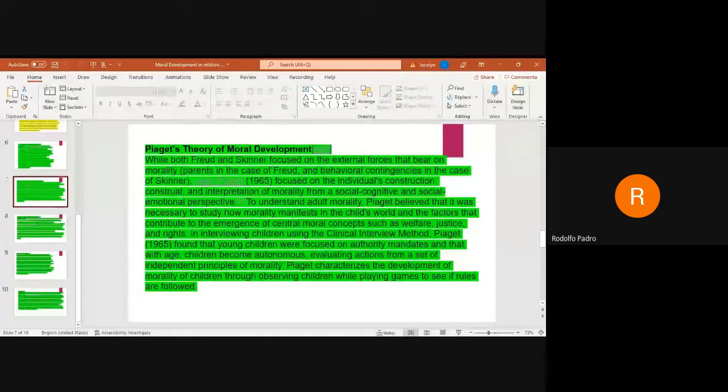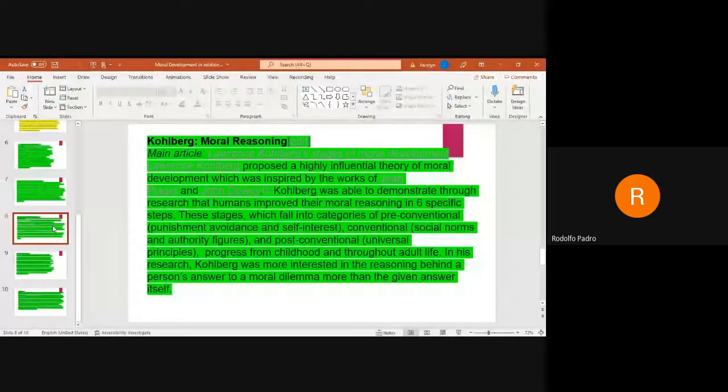Okay. Thank you. So, let me proceed with Lawrence Kohlberg. We know already about Lawrence Kohlberg, since we discussed that a while ago. He proposed a highly influential theory of moral development, which was inspired by the works of Jean Piaget and John Dewey. These are the humanistic psychologists.